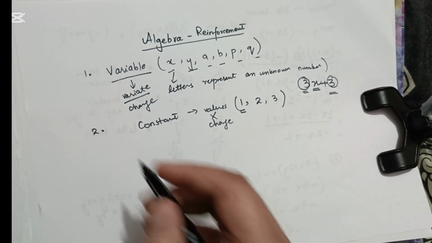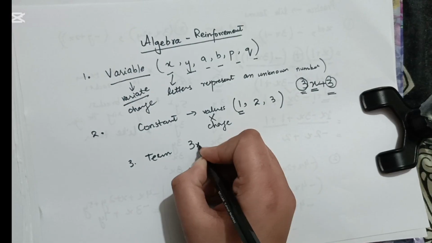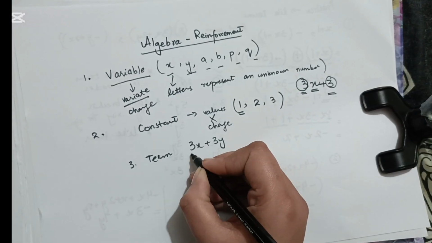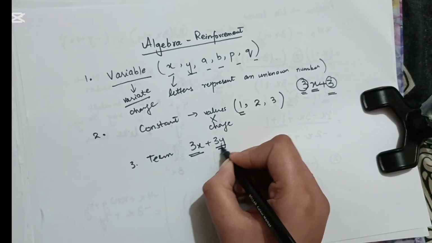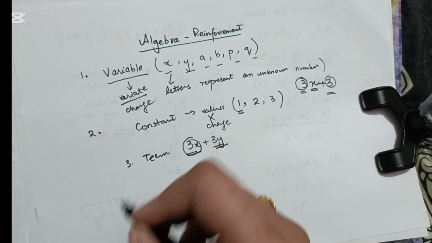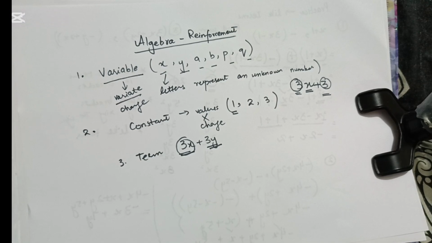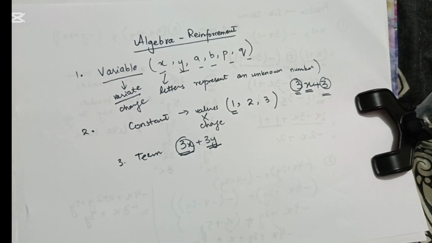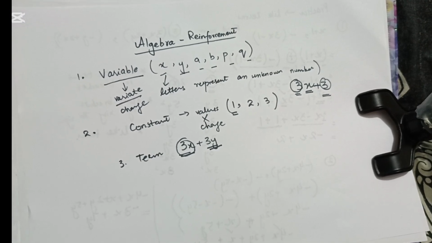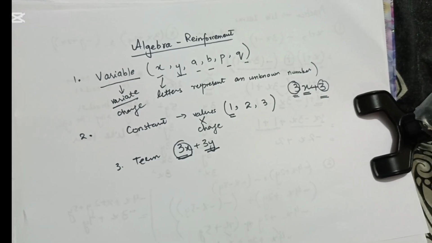Now what is a term? If I write 3x plus 3y, there are two terms. The first term is 3x, the second term is 3y, right? So a term represents a coefficient and a variable. If they are multiplying, then this is called a coefficient, and when coefficient and variable are multiplying, this makes a term.